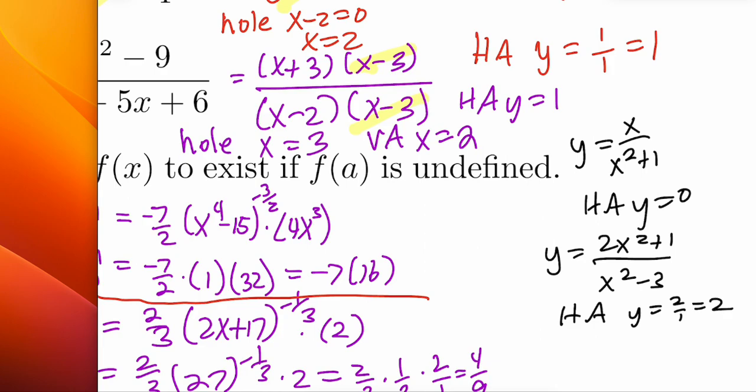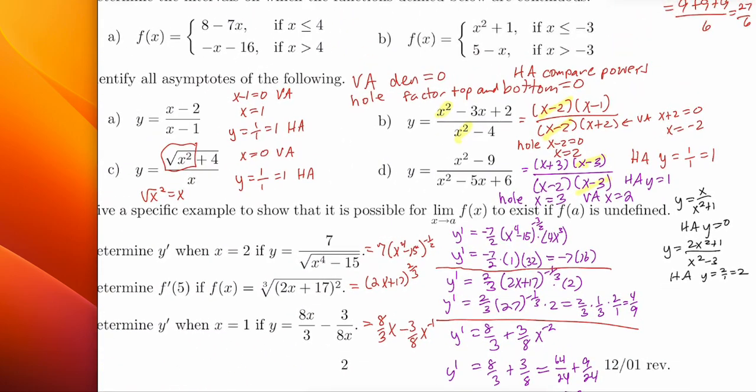So watch those coefficients. It is always the coefficient on the matching lead term, if the powers match. Okay? So that is a little bit about asymptotes.